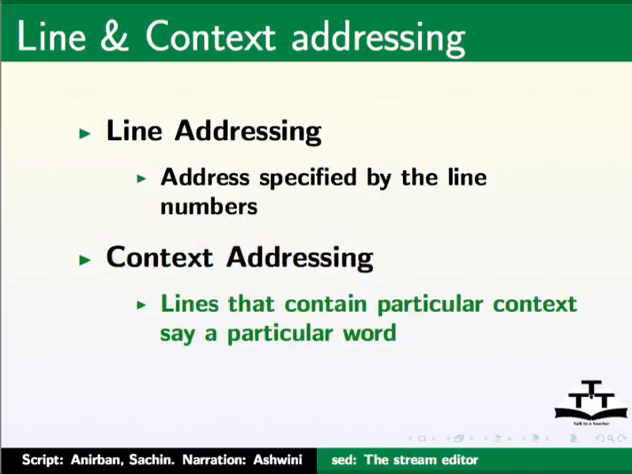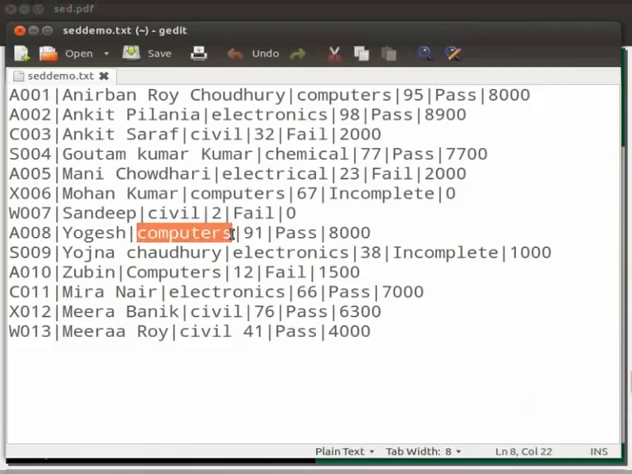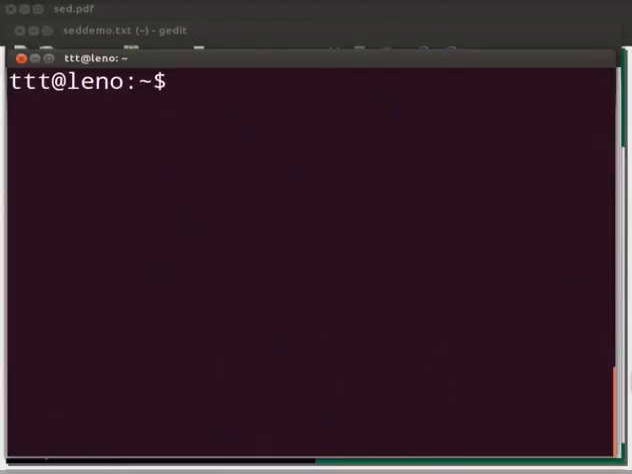Lines that contain particular context, say a particular word. If we want to take actions on lines that contain a particular word, we use context addressing. Regular expressions can be used. Let us see an example. Come back to our text editor. Say we want to print those lines which have the word computers. Come back to our terminal.